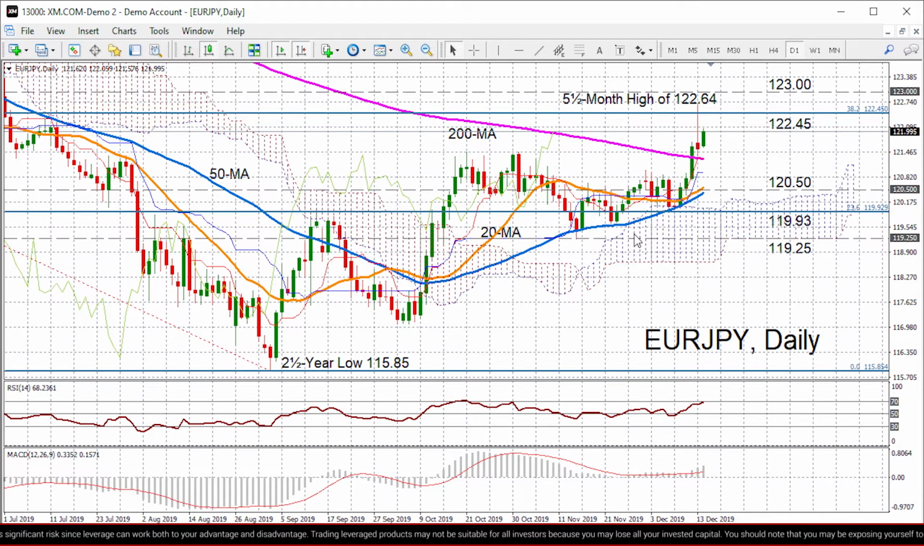At the moment, though, the medium-term positive outlook still holds, and we can see that the moving averages are still rising, so it's looking fairly positive both in the short and medium terms for euro yen.